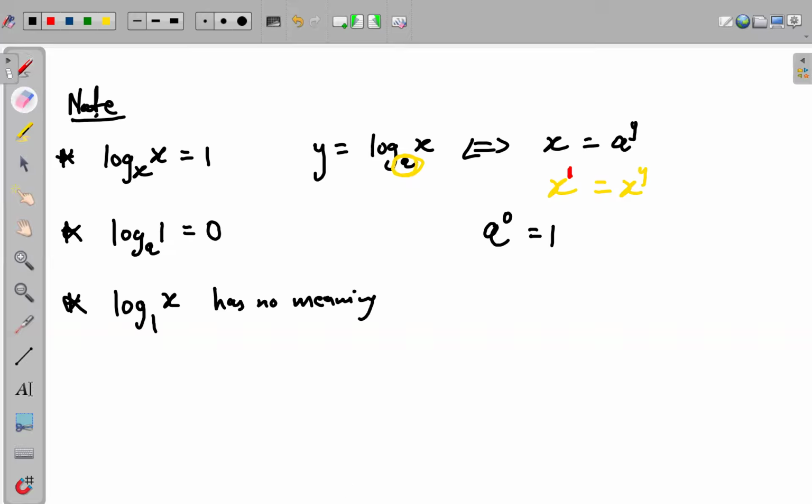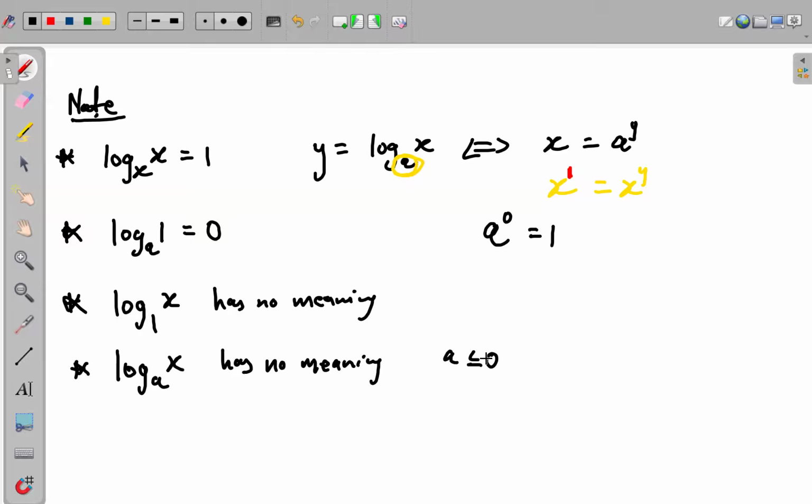So which means it's sort of undefined. We don't know what it is. Furthermore, a log of a negative base does not exist as well. So similarly, log x base a also has no meaning, where a is less than or equal to 0. In other words, if a is negative or a is equal to 0, there's no meaning to that.